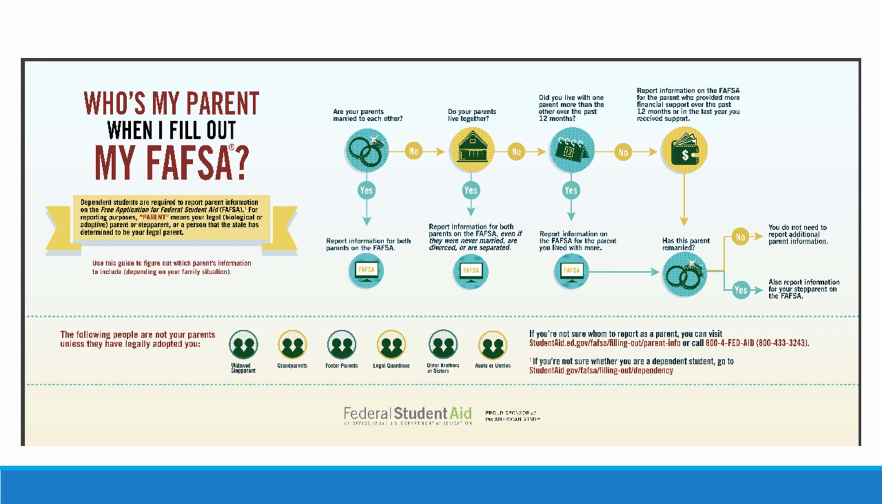So what happens if a student lives with neither parent more than the other? The student completes the FAFSA form with the household of the parent that provides the most financial support. The following people are never considered a parent for FAFSA purposes unless they have adopted the student. These include grandparents, aunts, uncles, legal guardians, or foster parents.